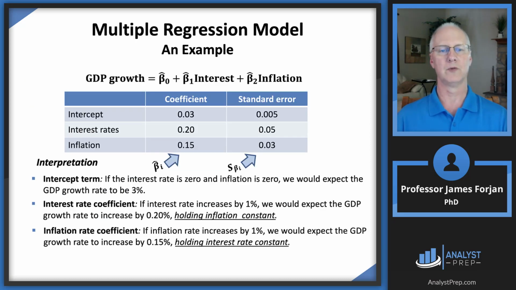So how do we interpret those coefficients? What we're saying here is that the intercept term, if the interest rate is 0 and inflation is 0, we would expect the growth rate to be 3%. The interest rate coefficient: if interest rate increases by 1%, we would expect GDP growth to increase by 0.2%. And we would expect inflation to increase by 0.15%, while, and notice the underlying there, that's important, while holding inflation constant for the interest rate coefficient, and then while holding the interest rate constant while looking at the inflation rate coefficient.